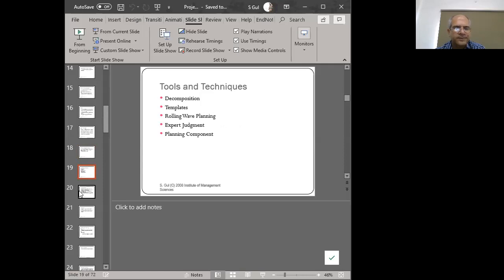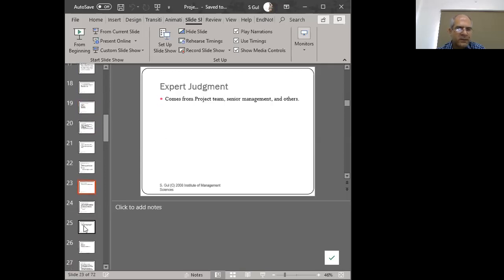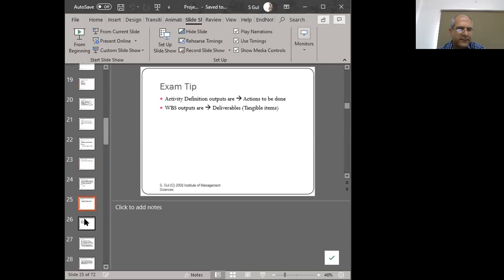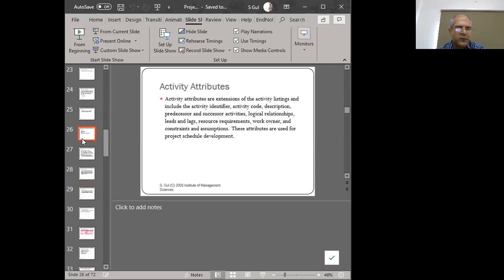Right? Now, there's different tools and techniques for the planning process and time management. One is the concept of decomposition. The other is the use of templates. Then we've got rolling wave planning. We've got expert judgment. Then we've got a planning component. And I've briefly talked about this already, so I'll sort of skip this for now, and I'll move to the next area. Right? The next concern is that we get outputs coming out.